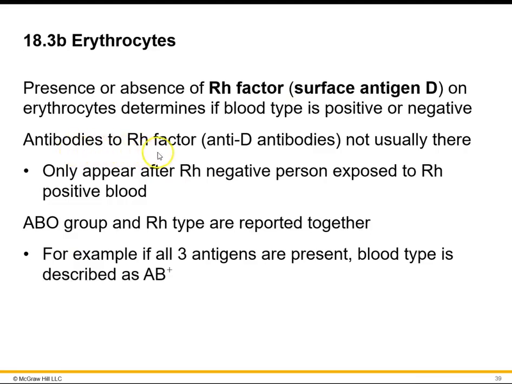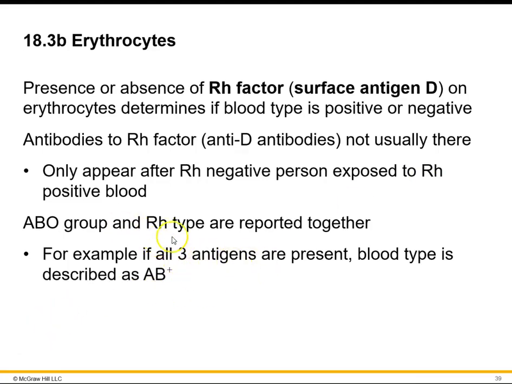Now, in Rh negative people, they are not going to just produce anti-D antibodies. What they need to have happen first is they need to be exposed to someone with Rh positive blood. And so then their immune system will see that Rh factor and begin to build a response to it.